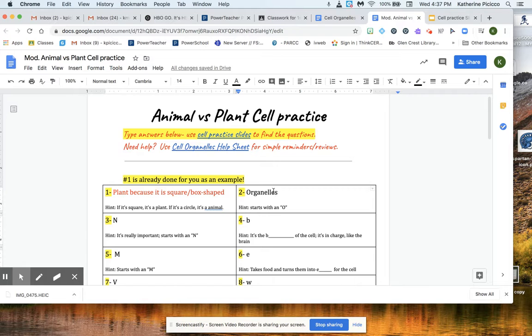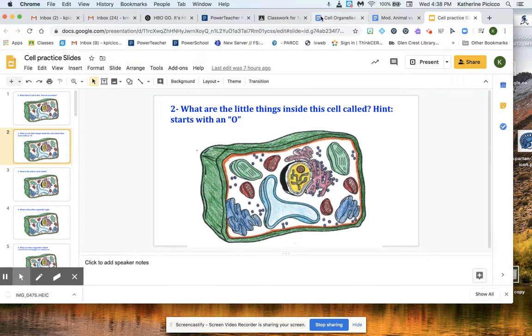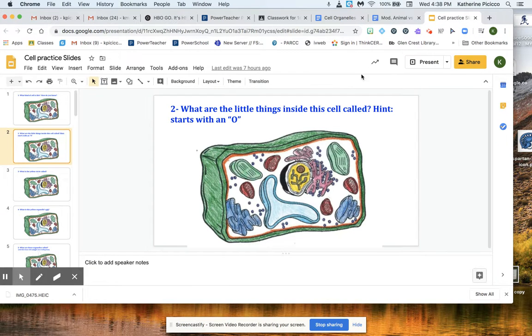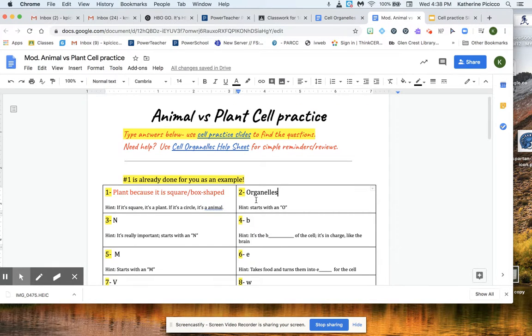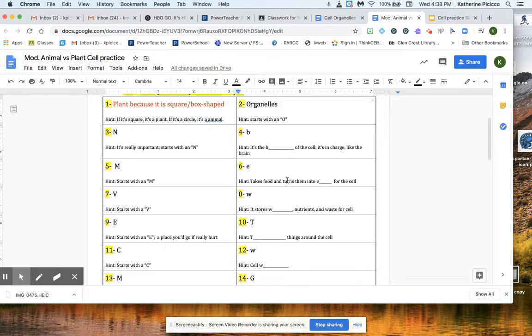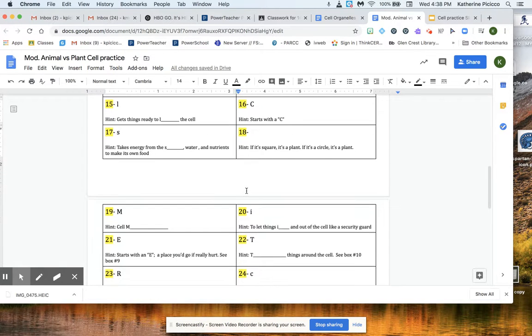Okay. And I just try my best with spelling. Remember, a lot of the spelling is available on that help sheet if you want to know what that is. Okay. Or just try your best. Okay. But I wrote down organelles. If I look here, that hint is there, starts with an O. Okay. So this is what you're doing. You're filling these in. And again, there's lots of hints throughout that will help you fill this in.